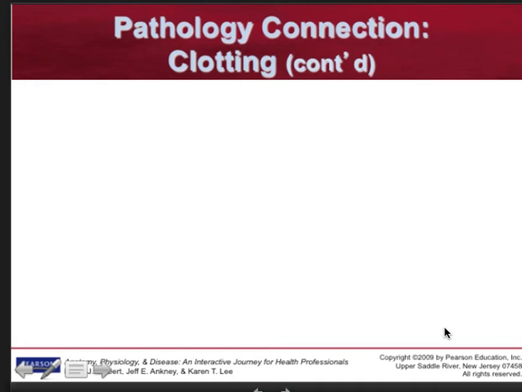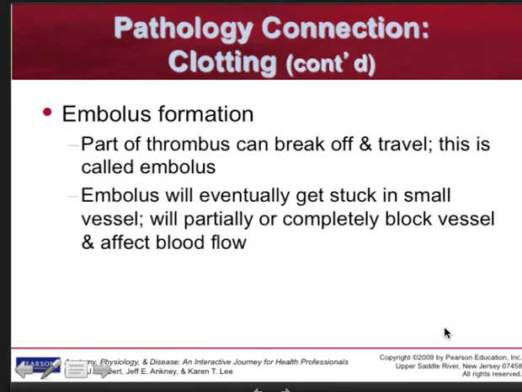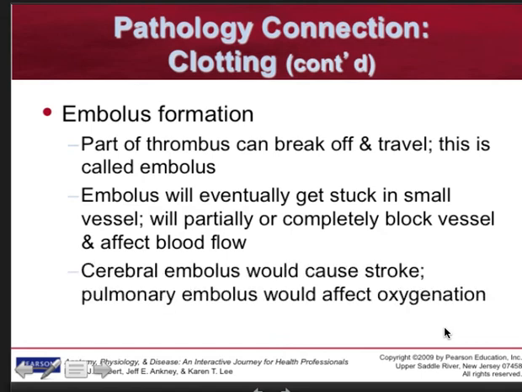And so the result of that is that the heart is permanently weakened after an event like that. So that's why people who've had one heart attack have to be extremely careful not to have another. They're at risk. An embolus is a traveling clot. It can be formed when a piece of the thrombus breaks off and travels through the circulatory system. It can eventually get stuck in small vessels, which can partially or completely block the vessel and affect its flow. A cerebral embolus could cause a stroke, and a pulmonary embolus can affect oxygenation.